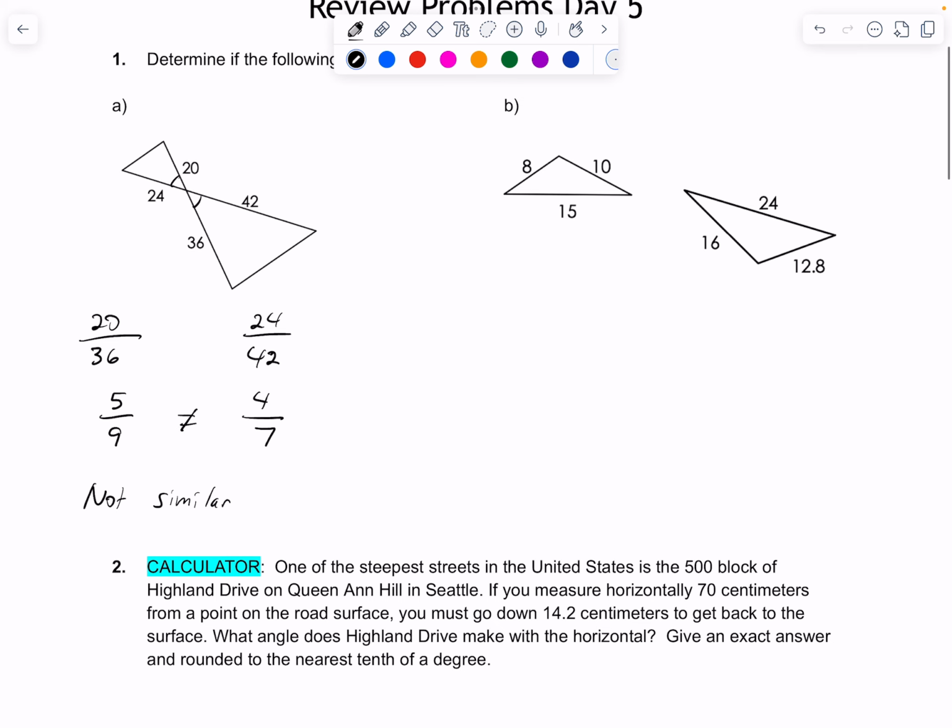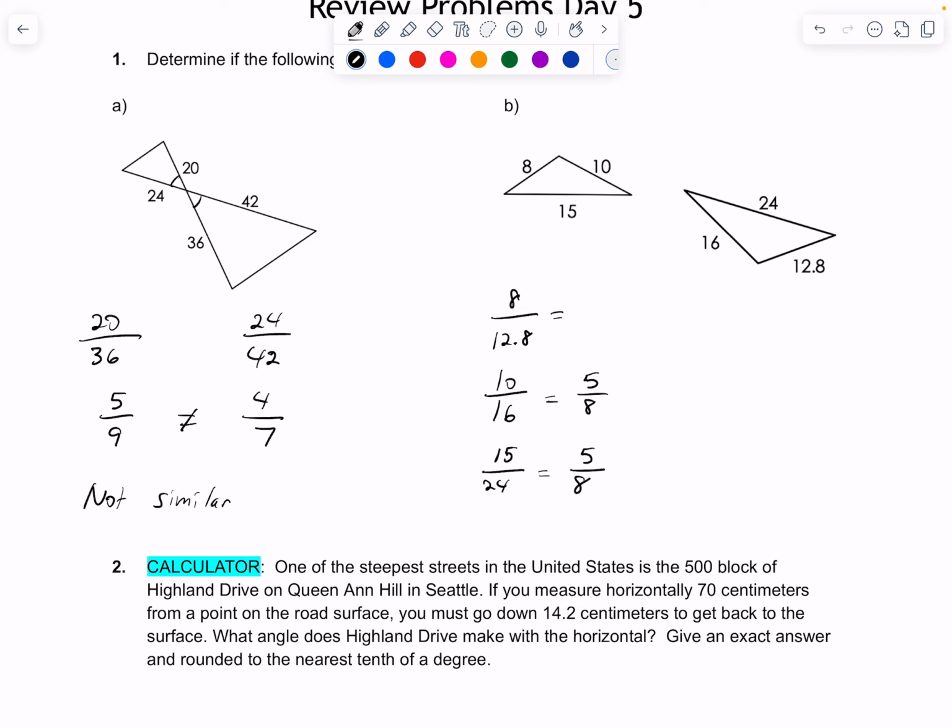Okay, so part B, they're giving me 3 side lengths. So I'm going to set up 3 different fractions. I'll have 8 over, looks like 12.8. I'll have 10 over 16. And then the largest sides of each, 15 over 24. I'll start with these here. So 10 over 16, that divided by 2 gives me 5/8. 15 and 24 divided by 3 gives me 5/8.